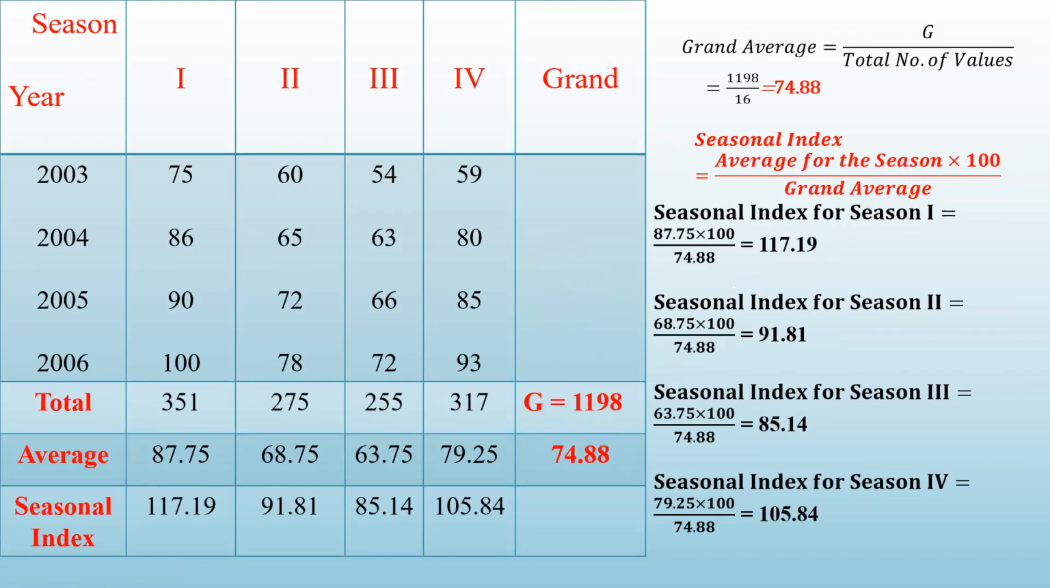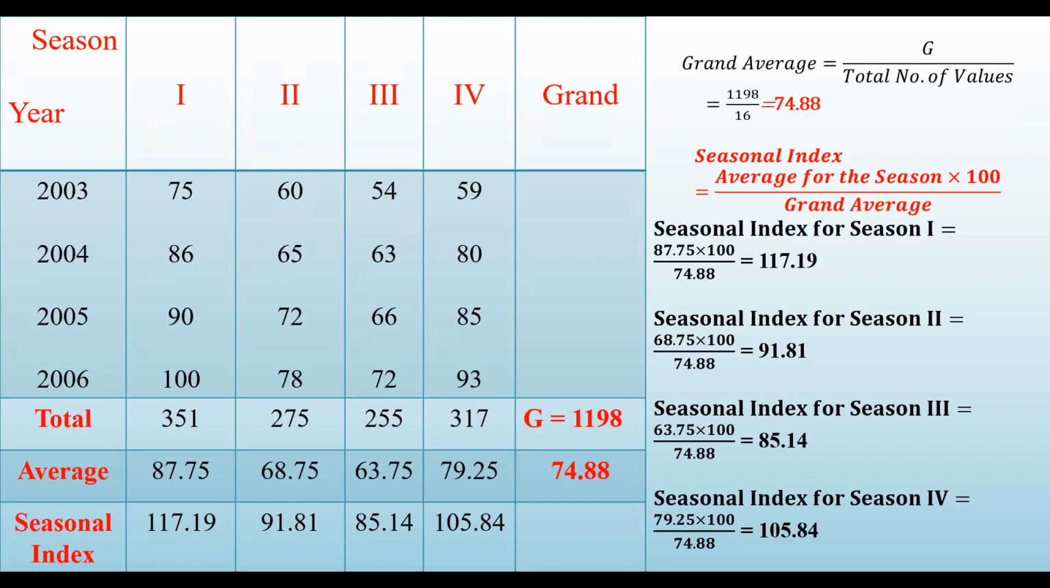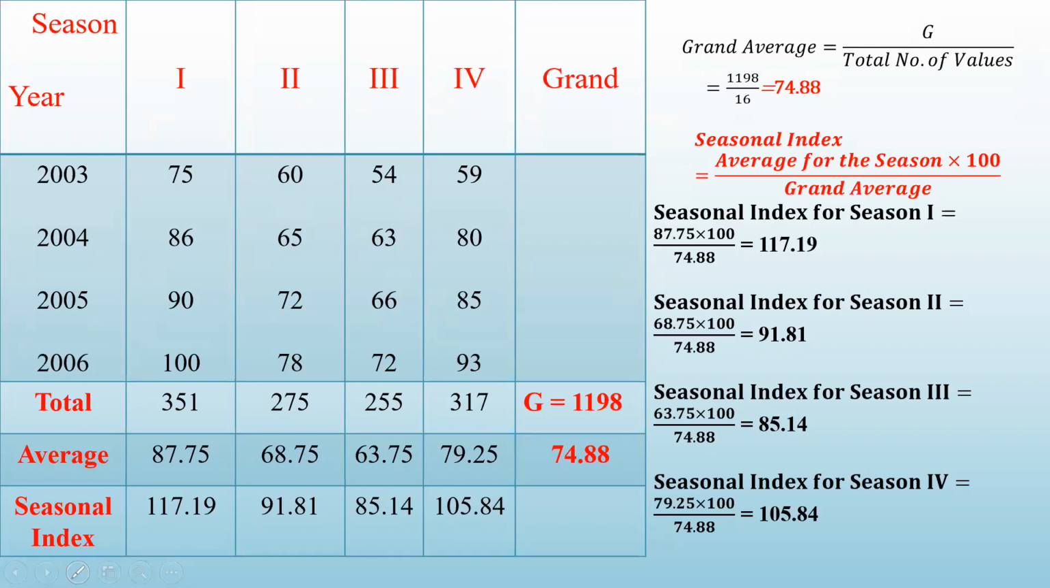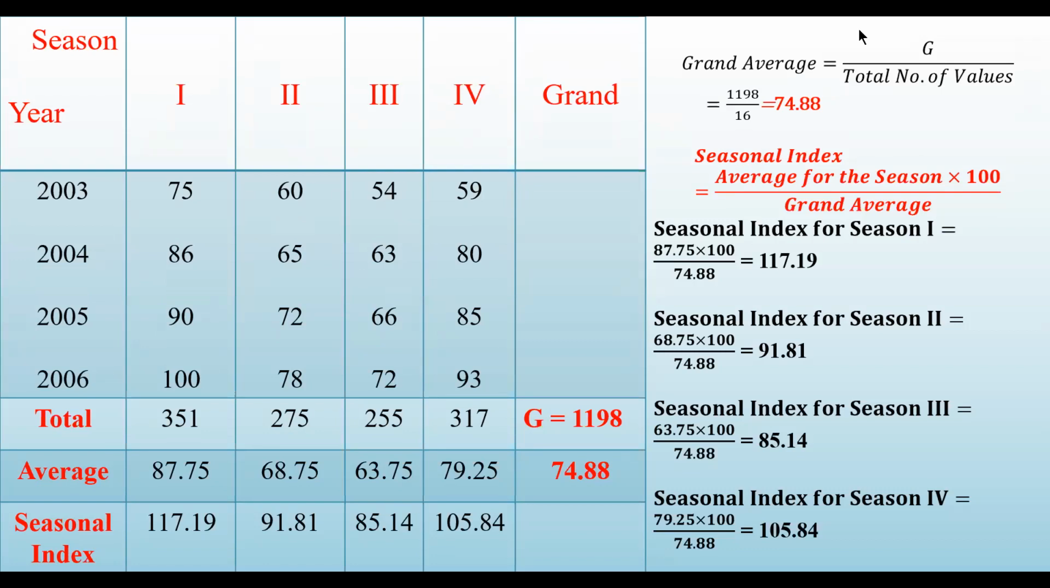Similarly, if you want, I can show you here. So the seasonal index for season 2. Season 2, the average is 68.75. So it is 68.75 into 100 divided by grand average, that is 74.88. So that gives you 91.813. So that is 91.81. So that is the seasonal index for the second season.